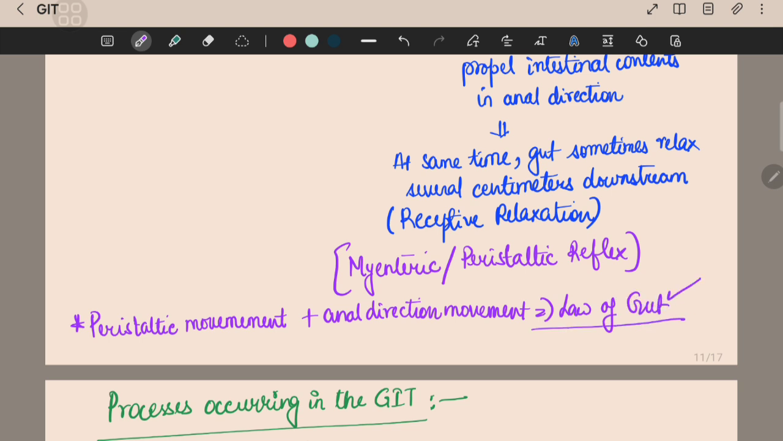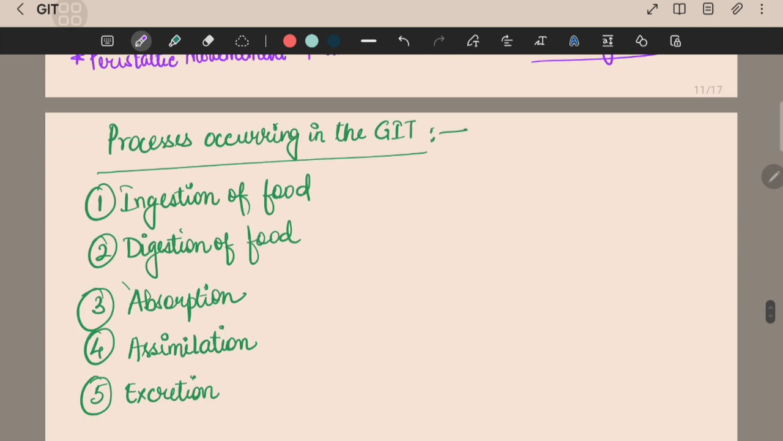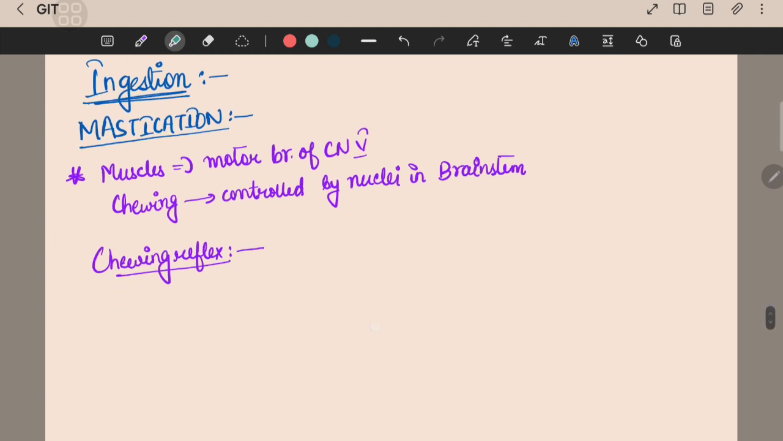Now, the processes occurring in the GIT, we are all familiar with. First is the ingestion of food, then we have digestion, then absorption, assimilation and excretion. When we talk about ingestion of food, first there is mastication. Mastication means chewing. We chew the food particles, which are comparatively larger, so they are chewed. The muscles of mastication are controlled by the motor branch of cranial nerve 5, and chewing is mainly controlled by certain nuclei in the brainstem.